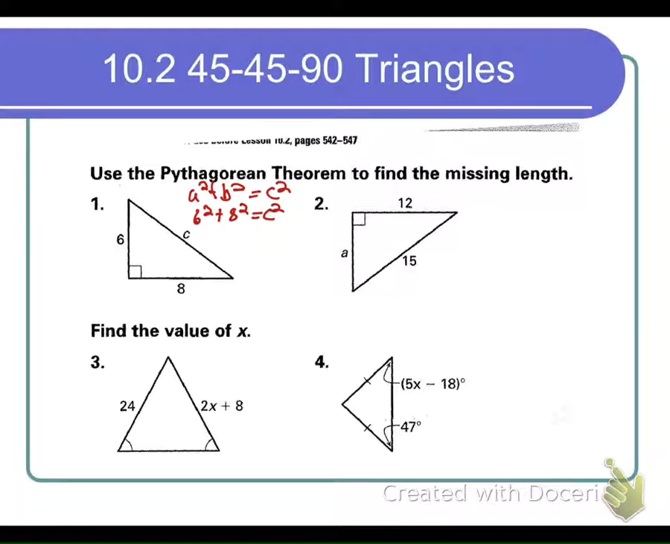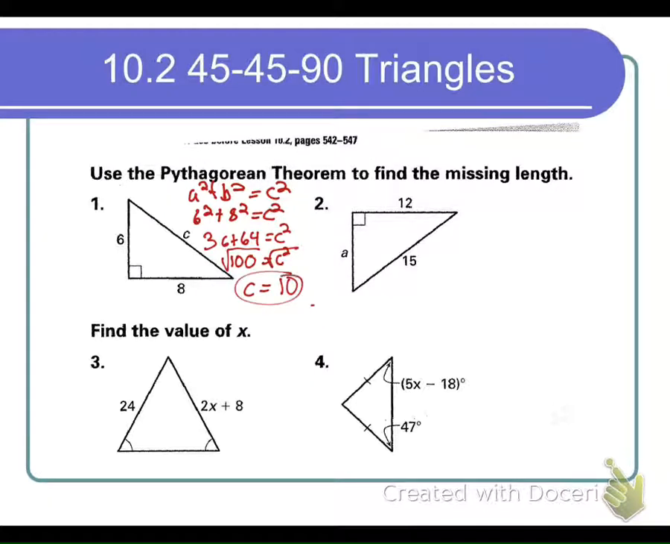So now we substitute in 6 squared plus 8 squared. 6 squared is what value? 36. And 8 squared is? When I add those two together, what value do I get? 100. 100 equals c squared, and Rio already told us when we square root both of those, we end up with c equals 10.